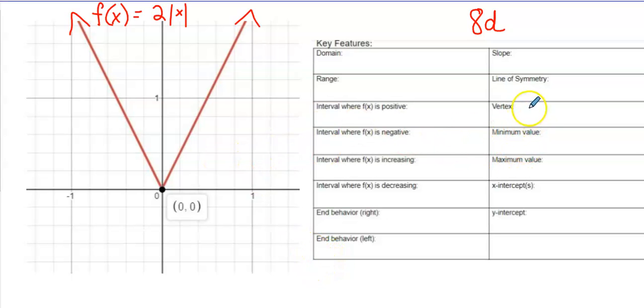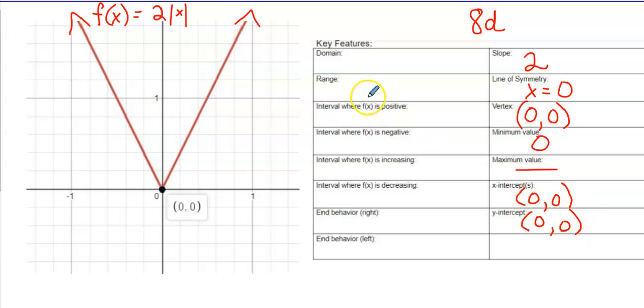The vertex is 0, 0. The only thing, this is the parent function. The slope is just changed to 2. Slope is 2. The line of symmetry is x equals 0. There is a minimum value at 0. There is no maximum. The x-intercept is 0, 0. The y-intercept is 0, 0. Domain, all real numbers. Range, 0 to infinity.